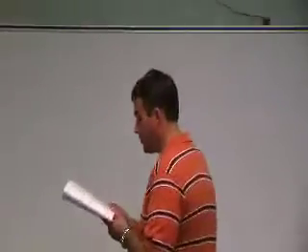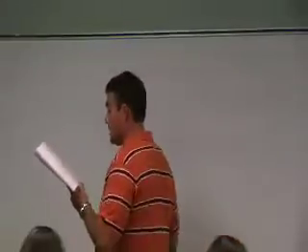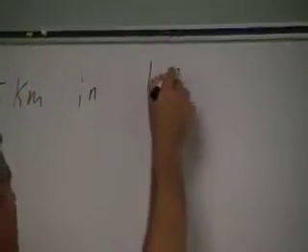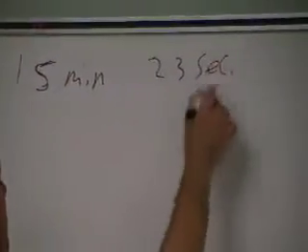All right, so page 43, number 24, here's what it says. A competitive college runner ran a 5K race in 15 minutes, 23 seconds. What was her pace in miles per hour? So she ran 5 kilometers in 15 minutes, 23 seconds.